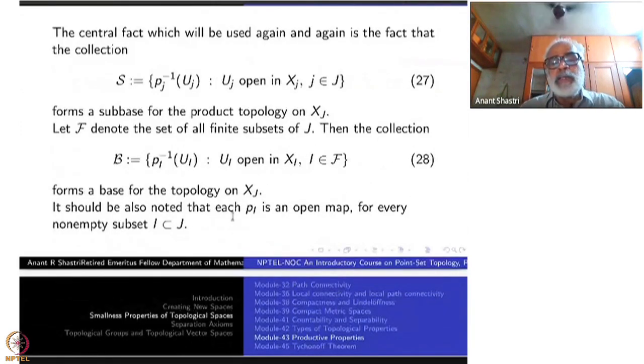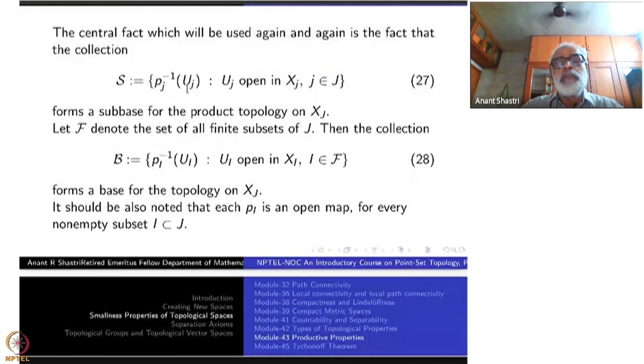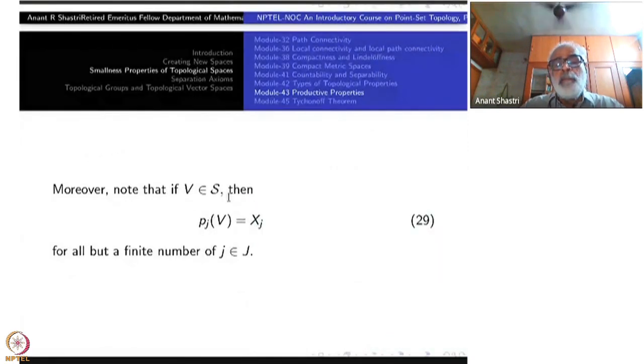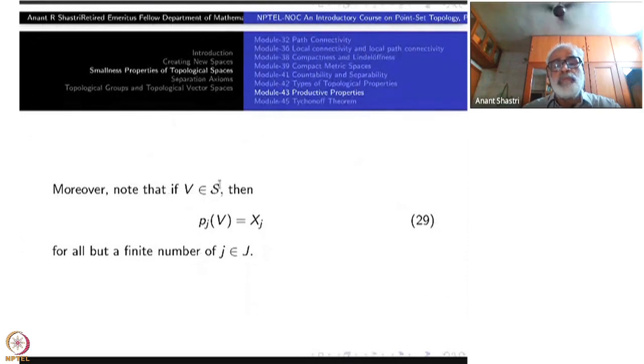It should also be noted that each pi is an open map for every non-empty subset I of J. For the empty subset, this pi doesn't make sense, so that's why you have to say non-empty. All the projection maps are open maps. Moreover, take any member V of this S. What are they? They look like pj inverse of Uj. Then pj of V is equal to Xj for all but a finite number of j. Here it is only one j. If i is not equal to j, it will be the whole thing. This is true for members of B also.